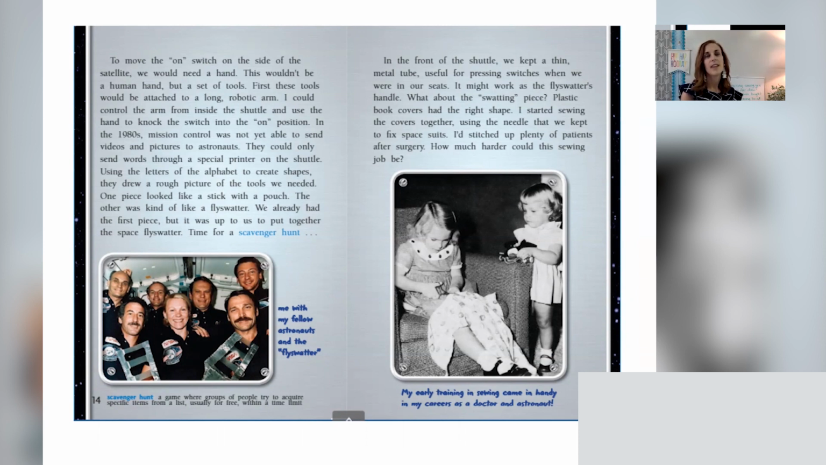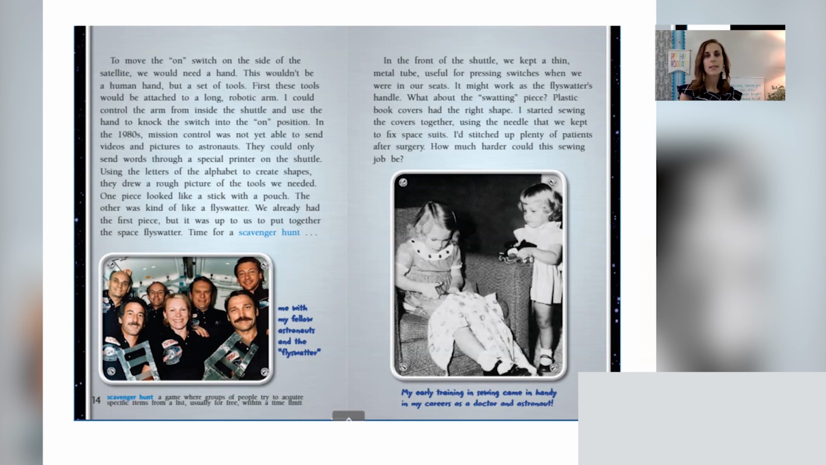I also heard you say that Dr. Seddon used her sewing skills from her childhood and her experience as a doctor to sew parts together for this necessary tool. As I read these pages, I was thinking how smart the crew was to use skills they knew from their life to solve this problem.